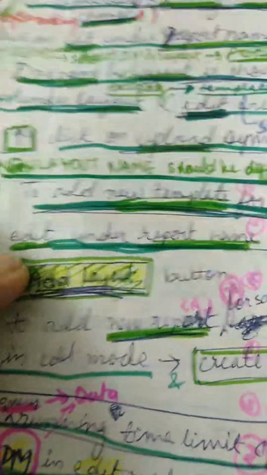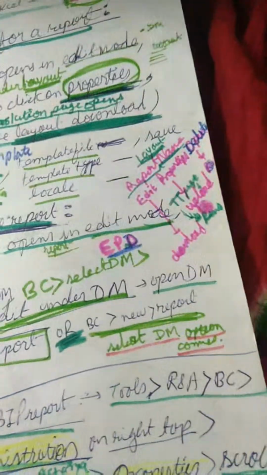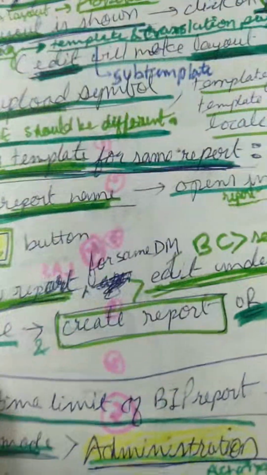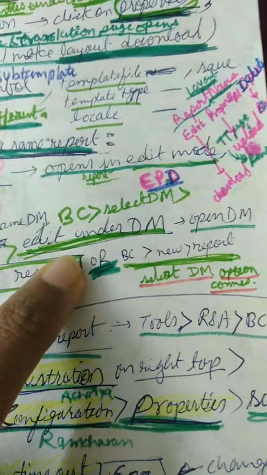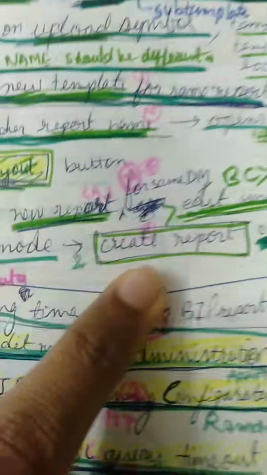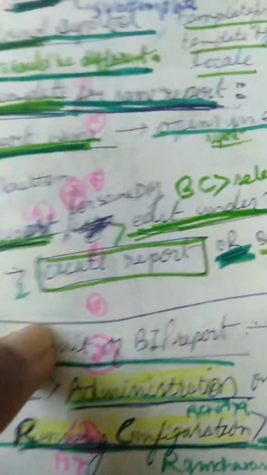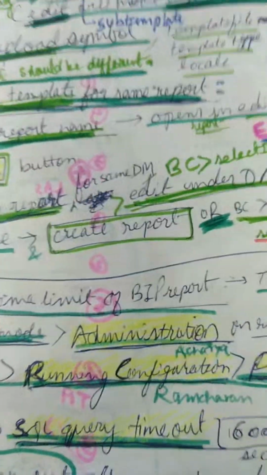Another way is to open the DM in the edit mode. I will go to browse catalog, go to the folder in which the DM is present, and click to open the DM in the edit mode. Now after opening it, there is a create report option on the right side again. This is the create report option. I'll click on that. Again, it will ask to go through more steps to create a report.